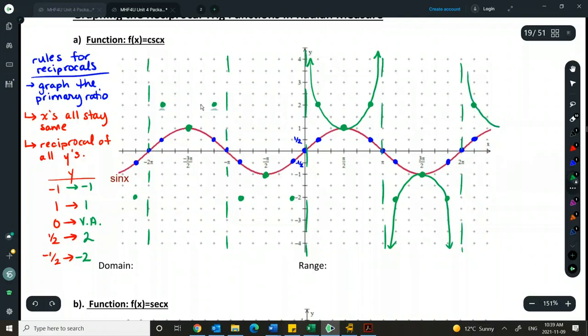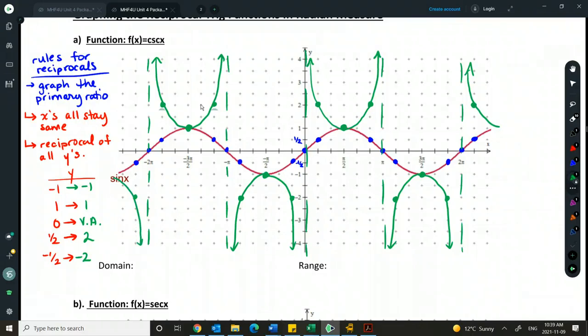This one, we don't see all of it. It's going to just be like a part of it there on the ends. So that's what it looks like, obviously without the graph of sine in there, right?